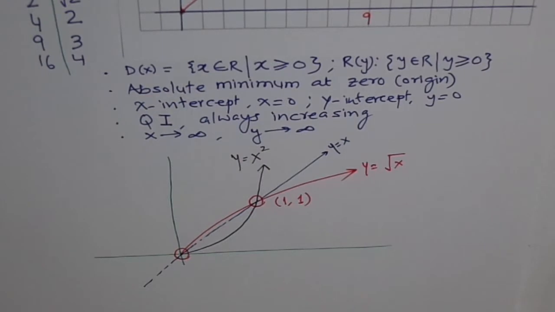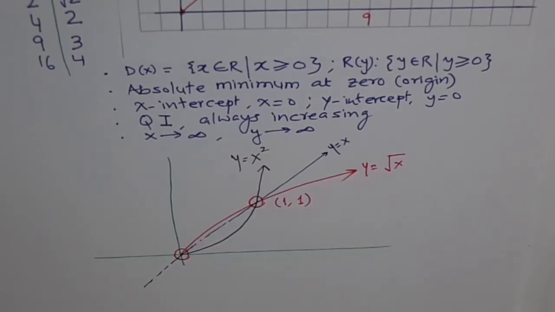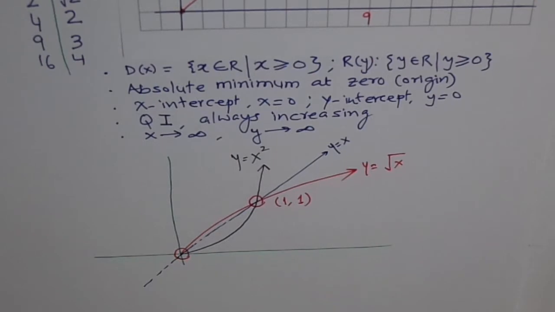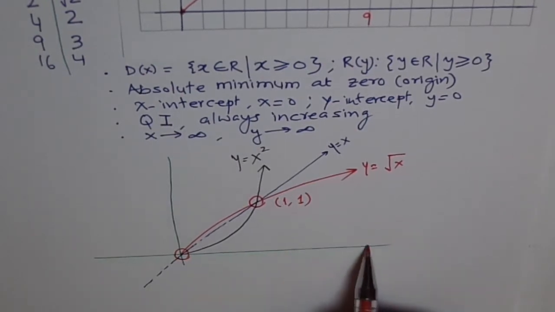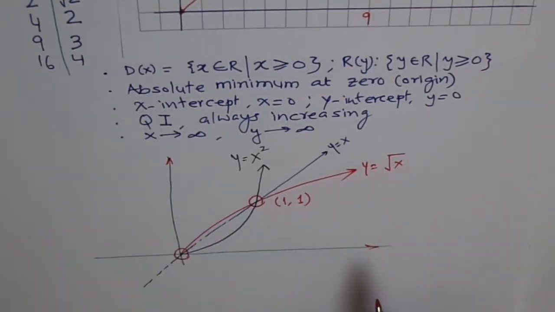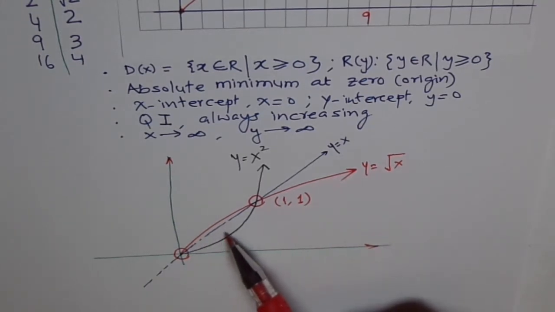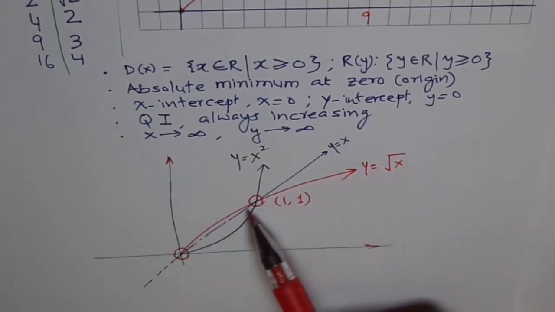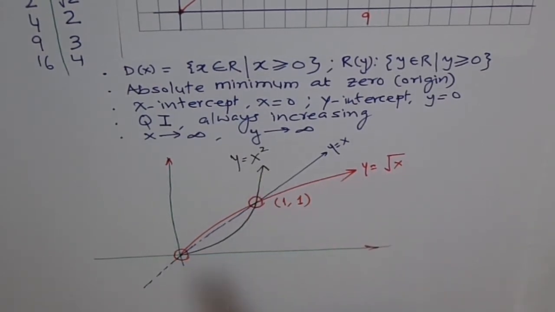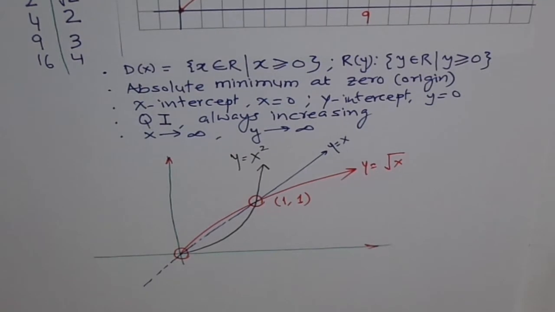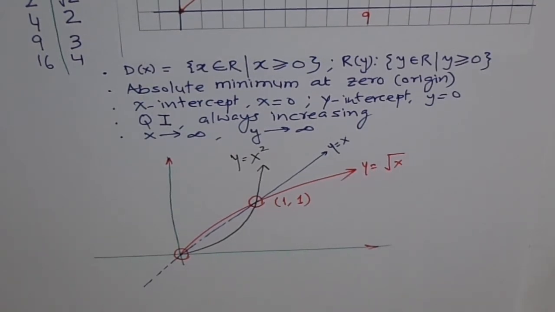Can you tell me any other similarity? Yes, they all are increasing, correct? So they are increasing in quadrant 1. And one more, end behavior. As x approaches infinity, what happens to y value? The function value also increases to infinity. Fine, these are the similarities. And differences? Straight line, the other two are curves. Straight line doesn't bend. This opens towards the right and that opens upward. These are their differences. Okay?